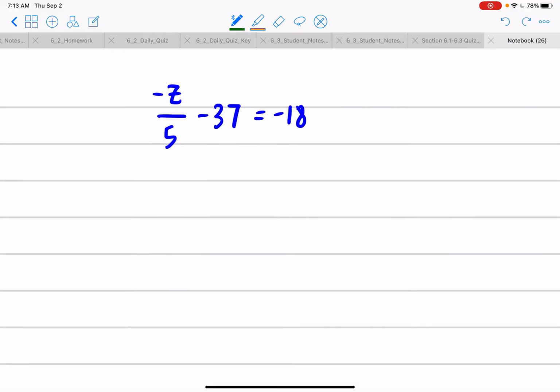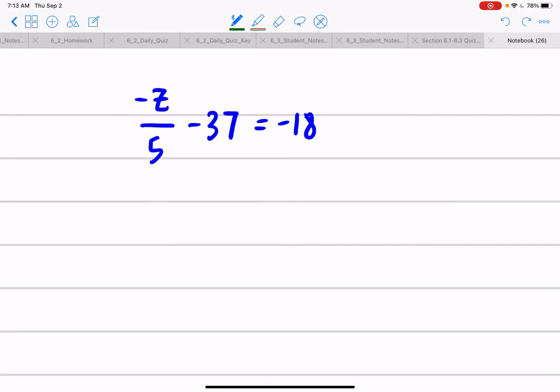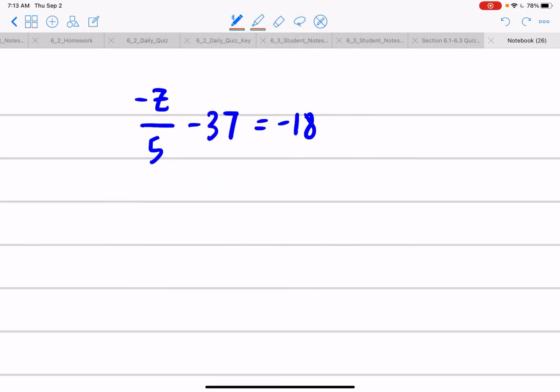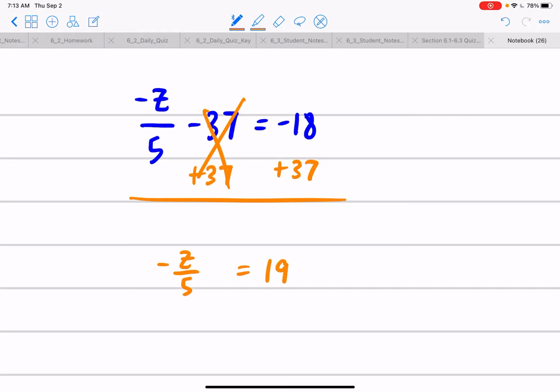There are some with division and stuff in them. So how about this one? So again, I recommend doing any addition, subtraction stuff first. So this is -37. In order to undo that, we need to add 37 to both sides. So what we're going to have is -z over 5 is going to be equal to, those cancel, that's 0. 37 minus 18 would be 19, I think. It's kind of big numbers.